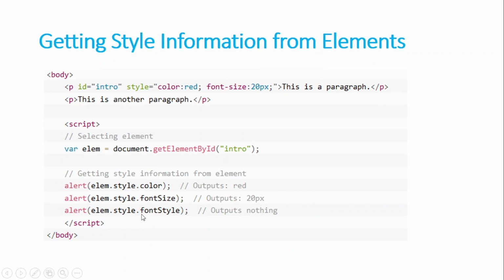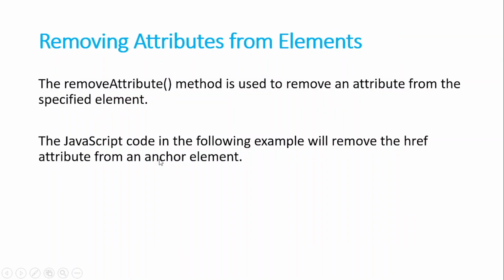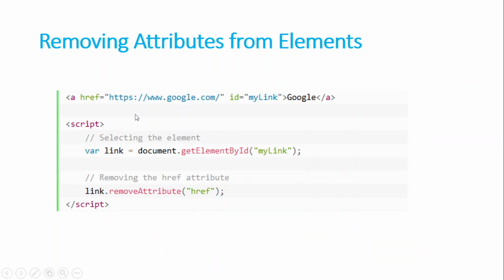And you also know that we can get the style information with the help of style. This we have already done. We also have this removeAttribute method, which actually removes that attribute from the element. So let's say if you want to remove this href attribute, you can use this removeAttribute method, and this will remove this href attribute completely.